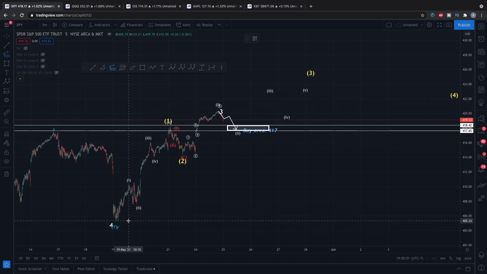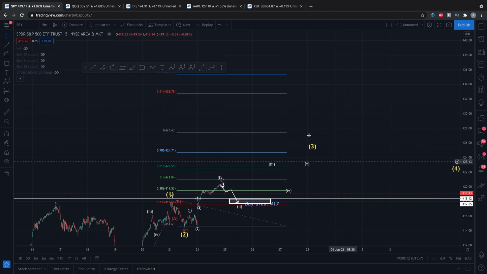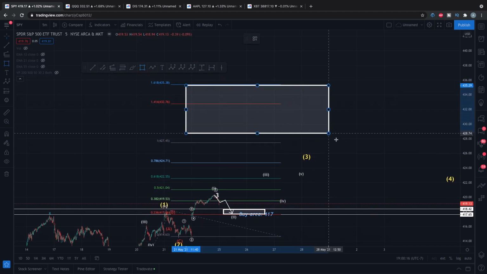So this is basically where we started this impulsive structure to the upside. You click here, drag it up to the top of wave 1, then down to the bottom of wave 2, and we get some Fibonacci extension zones. So I expect SPY to basically have some upside up to these levels.